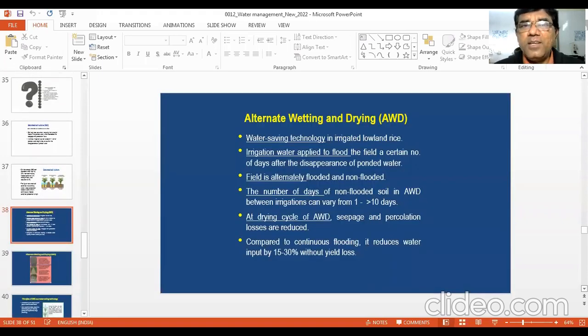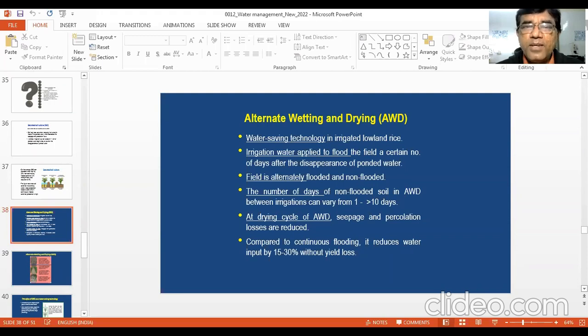Alternate wetting and drying is another way of managing water in transplanted rice. This is generally practiced in transplanted rice. There are cycles of irrigation, and then you stop irrigation and wait for the water to disappear from the surface.